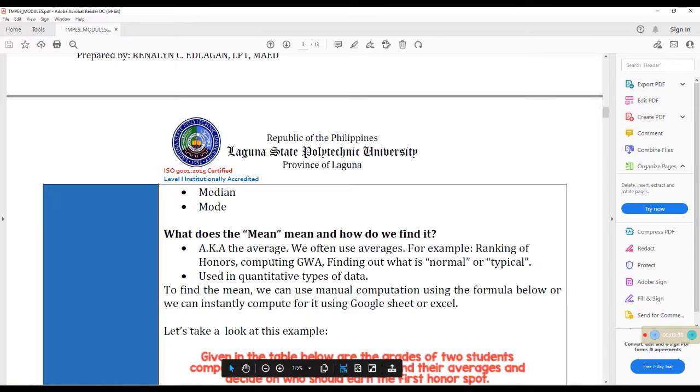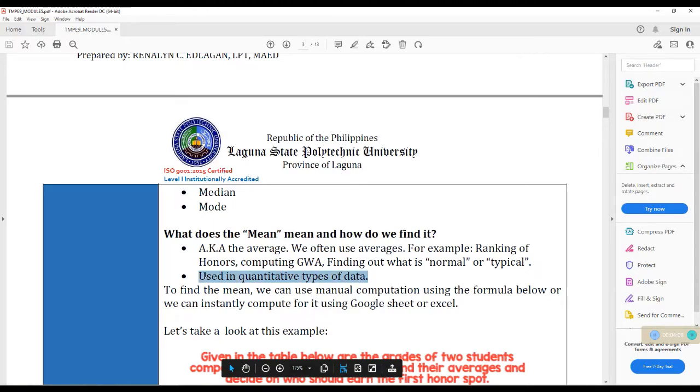We often use averages. So for example, kailangan natin ng ranking of honor. So ang ginagawa natin, naghahanap tayo ng average. Isa pa, para ma-identify kung sino yung mga dean's lister, we have to compute GWA. So we also employ the idea of averages there. And generally, we use mean in finding out what is normal or typical.